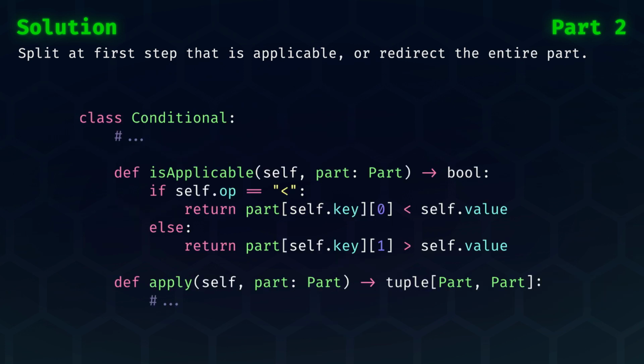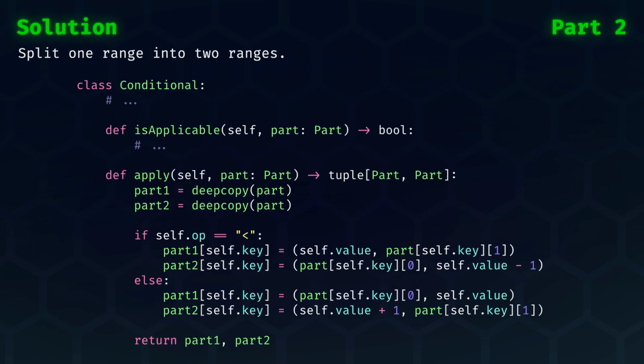The conditional also needs some updating. First, we check if it is applicable to a part. For this, we just check that if we were to apply the less than or greater than operator to the part, that we would actually split the range on the given property as indicated by our key. If it does, then we can apply the split. So given a part, we'll make 2 copies of the dictionaries and we update the ranges according to the value of the conditional. Then we return parts 1 and 2. Which one is redirected and which one needs further processing by the workflow is left up to the workflow class.